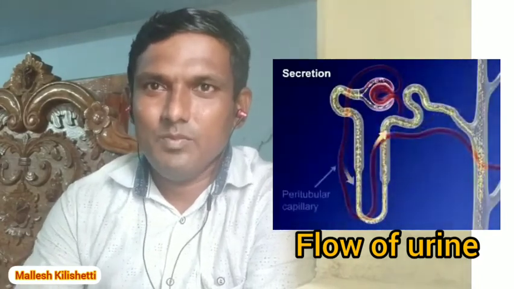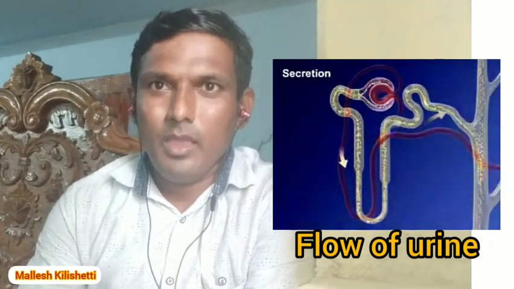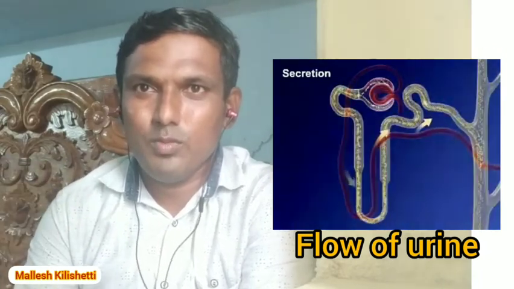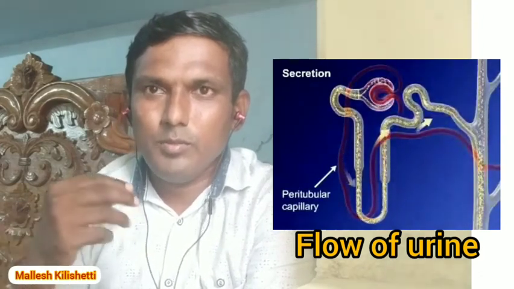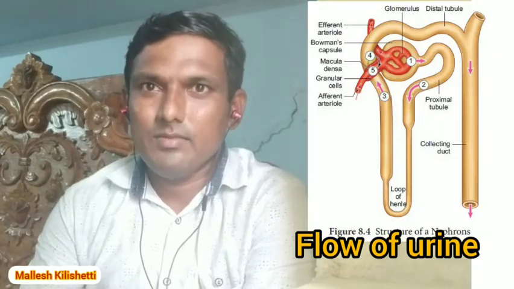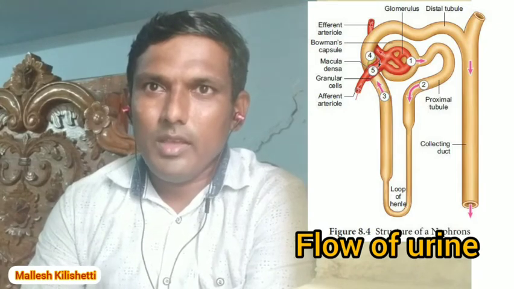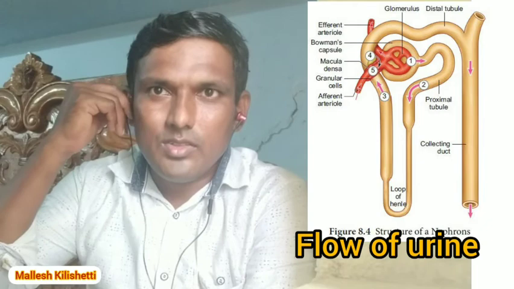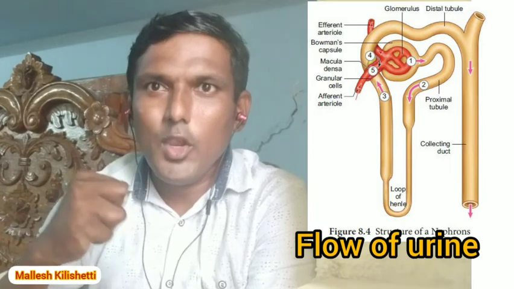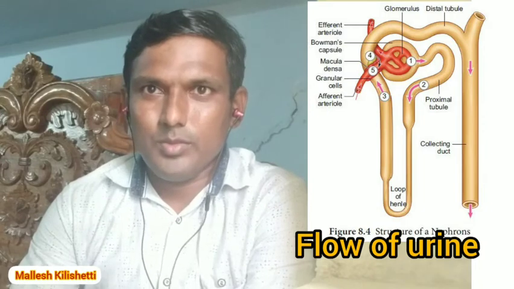The second stage is tubular reabsorption. When the primary urine reaches the PCT, the proximal convoluted tubule, reabsorption takes place. Any useful materials in the primary urine, like glucose, amino acids, and vitamin C, are reabsorbed. Here we can see the reabsorption process takes place in the tubule.